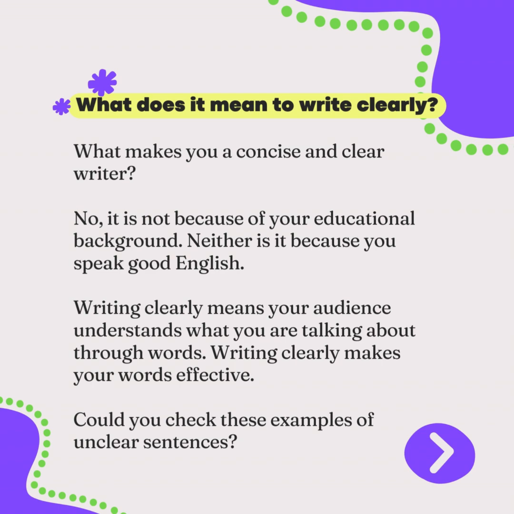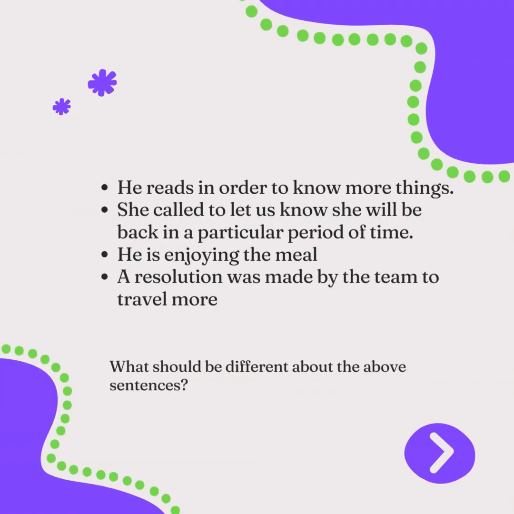Now, writing clearly does not mean that you are very educated. It doesn't mean that you speak really good English, although they are important, but that is not what it means. What it means is that your words are effective, your words are able to go through your audience and they are able to understand what you are saying. That is what it means to write clearly.